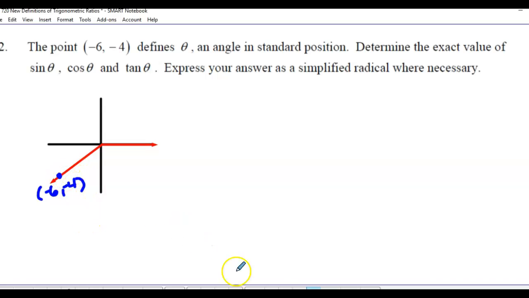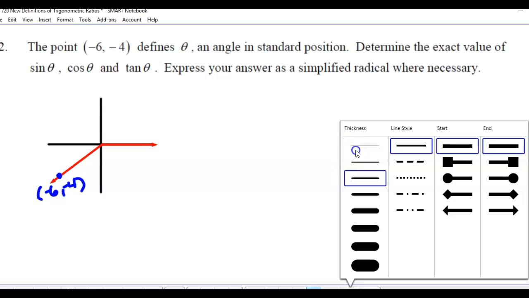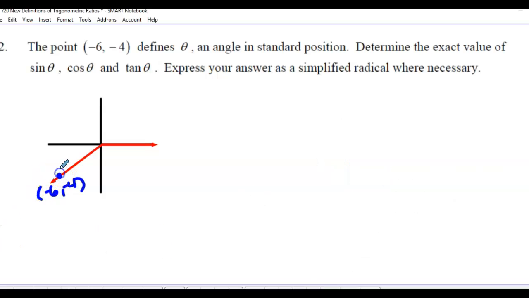Okay, and then from there, if you want to form a triangle with the x-axis, it goes up. All right, so your x value here is -6. Your y value here is -4. Okay, so it's in the third quadrant. We still need to know what r is. So you want to use your Pythagorean theorem. R squared equals -6 squared plus -4 squared.